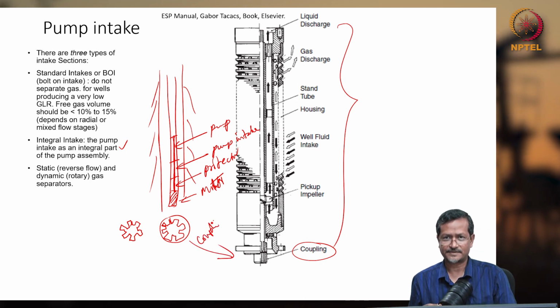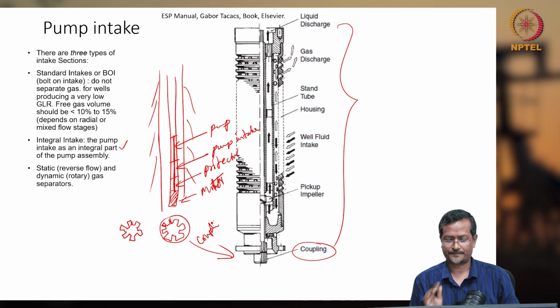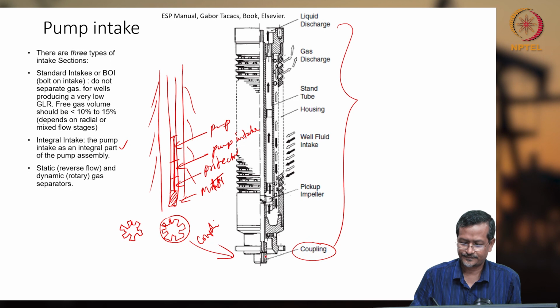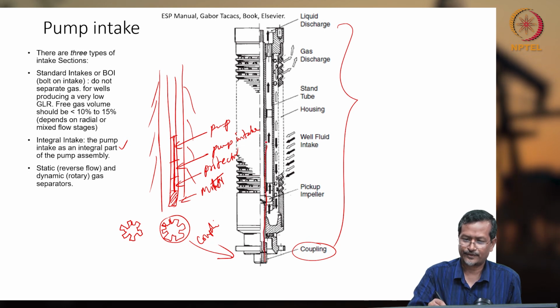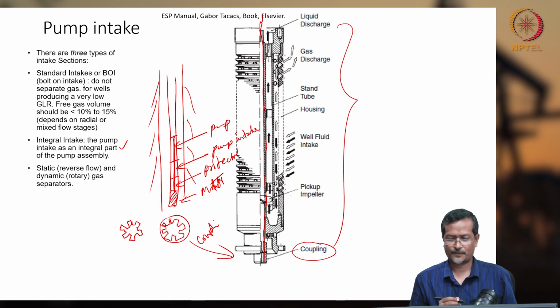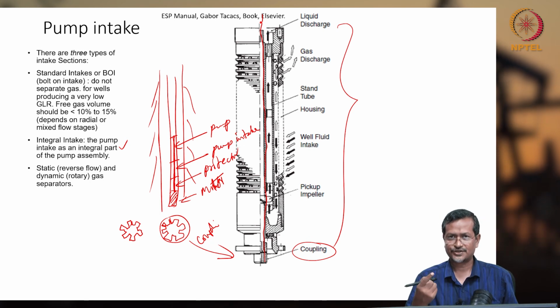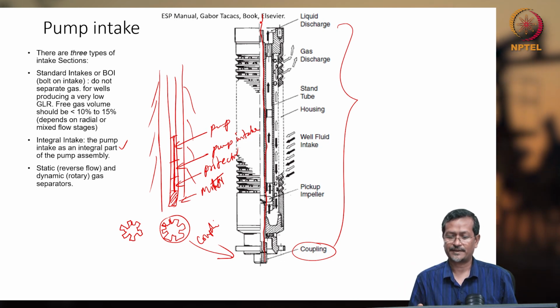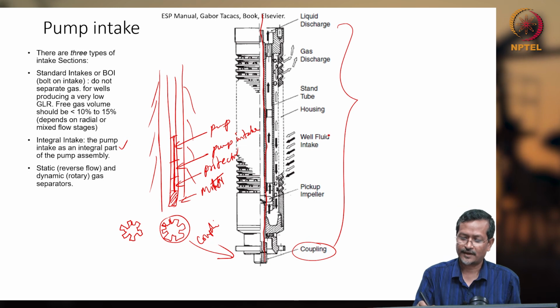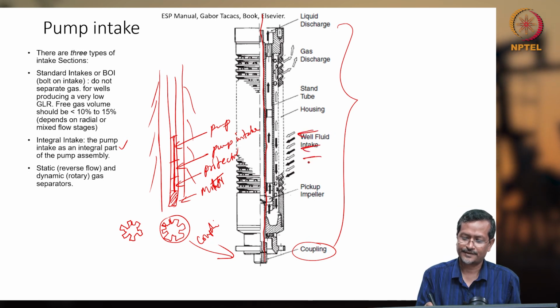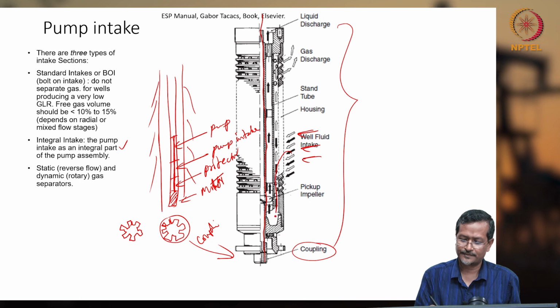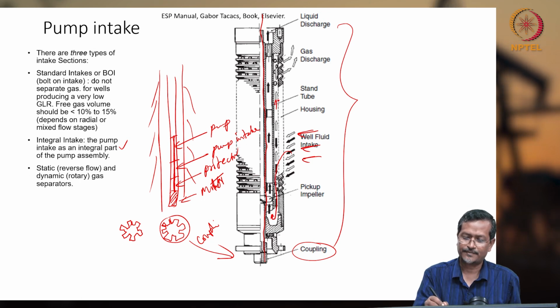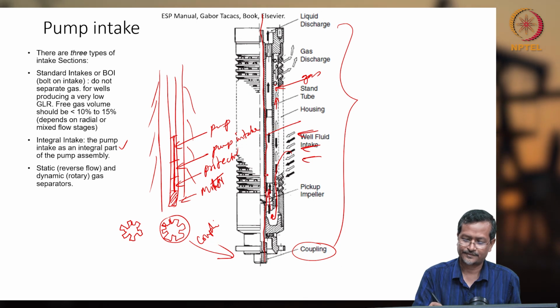There will be spline coupling, flexible coupling, different types of couplings. Now this shaft is going like this through this intake section. The intake section can be rotary or static, or reverse flow type. Reverse flow type means like the poor boy gas separator you have seen. So well fluid is coming here. The fluid will go through this one, and gas is going up. So gas bubbles, gas is going up and liquid is here. So where is that?